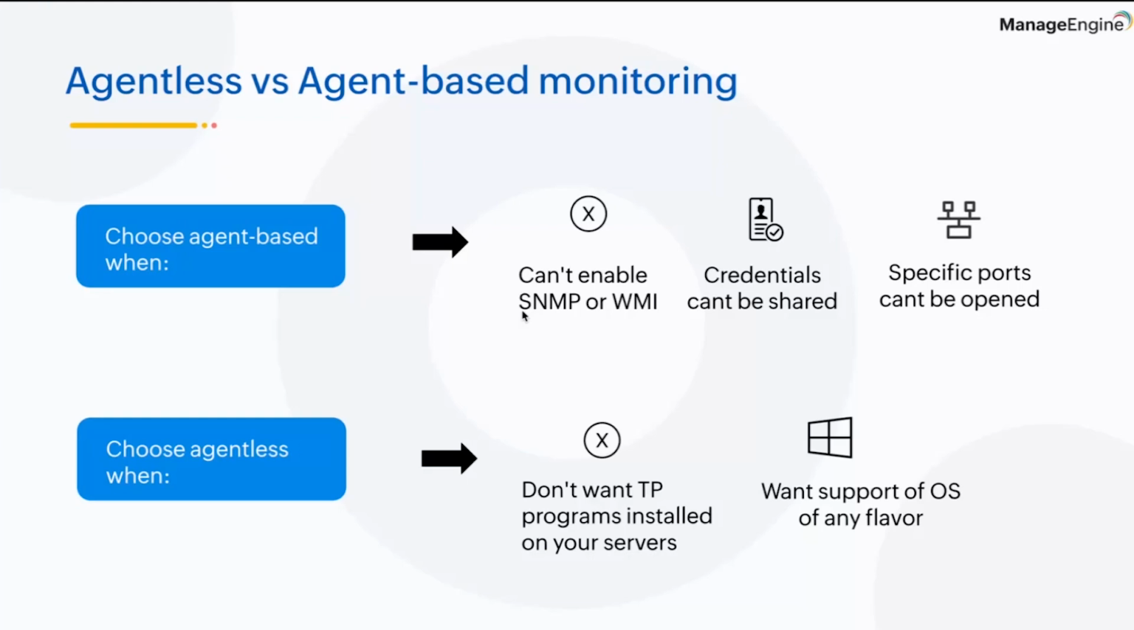Now, you can use agent-based monitoring when you cannot enable SNMP or WMI on the server, if your credentials cannot be shared, if you cannot open specific ports, or when the IP address of your devices frequently changes, for example WAN devices, or if you require in-depth scanning and monitoring of your hosts. So this is when you choose agent-based monitoring.